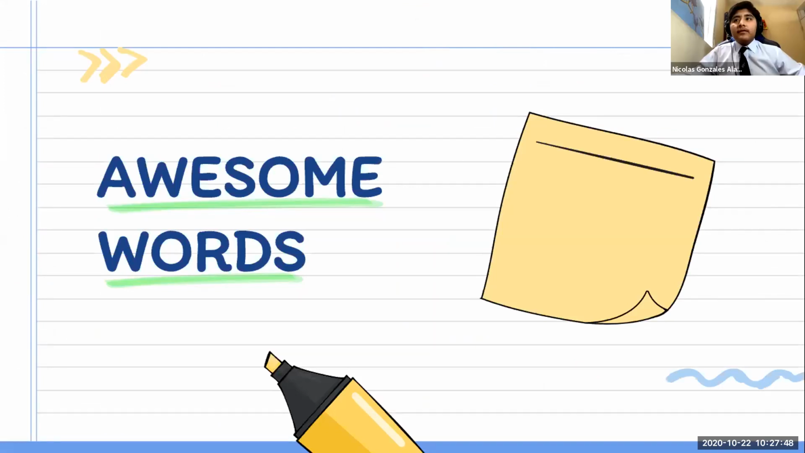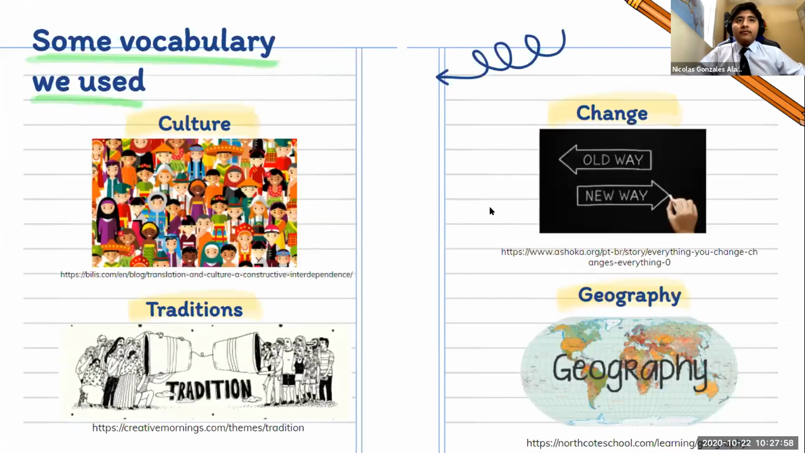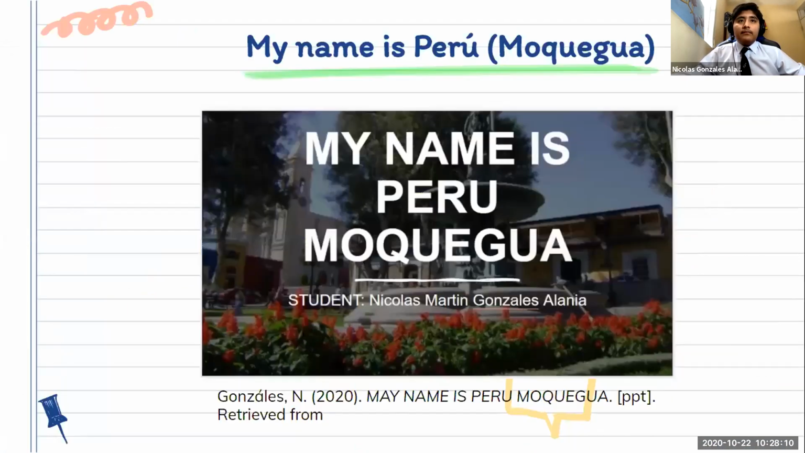The words we use in the second term are culture, change, traditions, and geography. There are some words that all the students have to use because in the second term it's about the culture of our country and its derivatives. In my case, my presentation is about Moquegua. I prepared a presentation about the most important information and places that you have to visit.